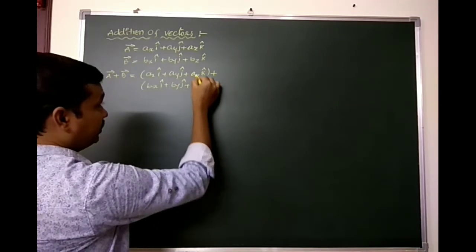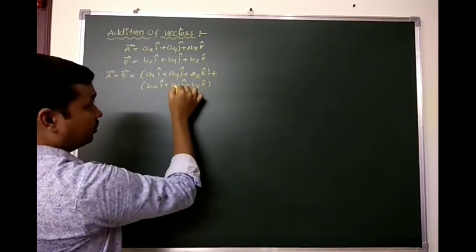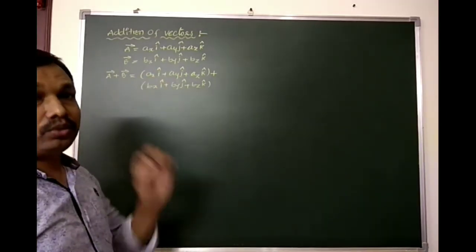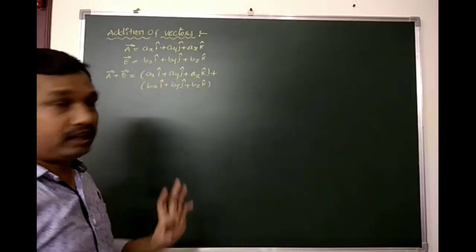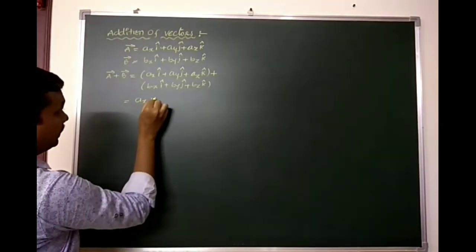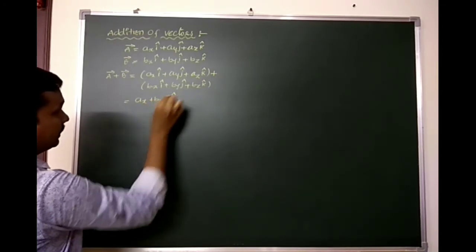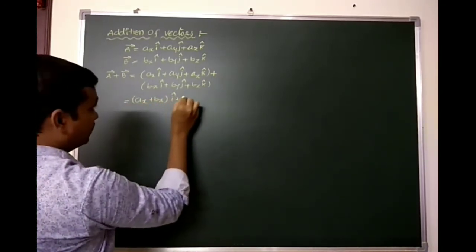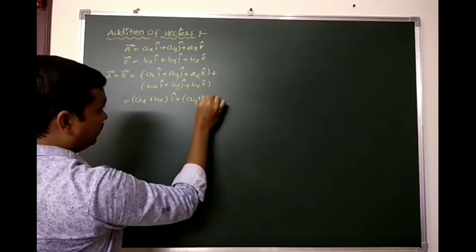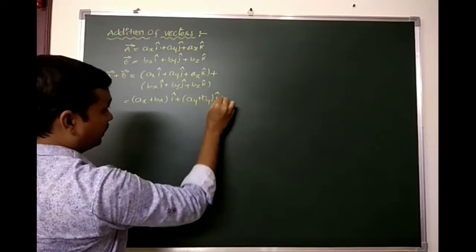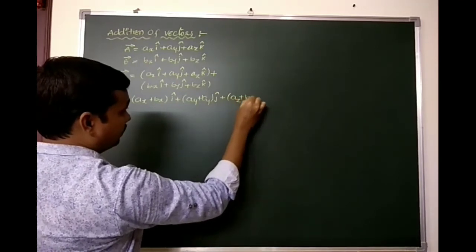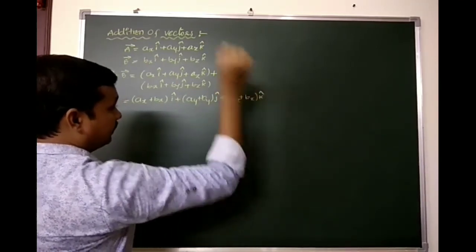Along k direction, these two are the magnitudes. Along j direction, these two are the magnitudes. Along i direction, these two are the magnitudes. So we need to add along the directions only. So what will we get now? Ax plus bx i cap plus ay plus by j cap plus az plus bz k cap.